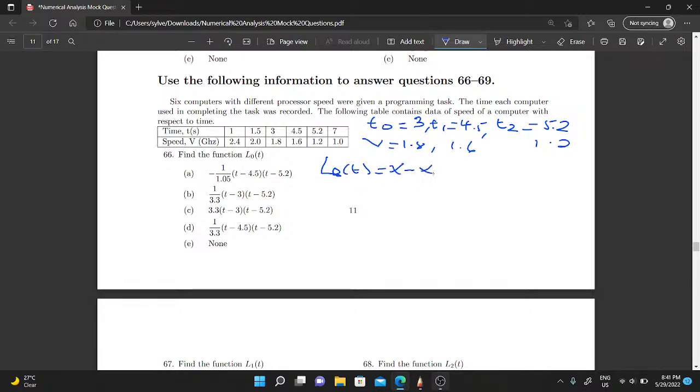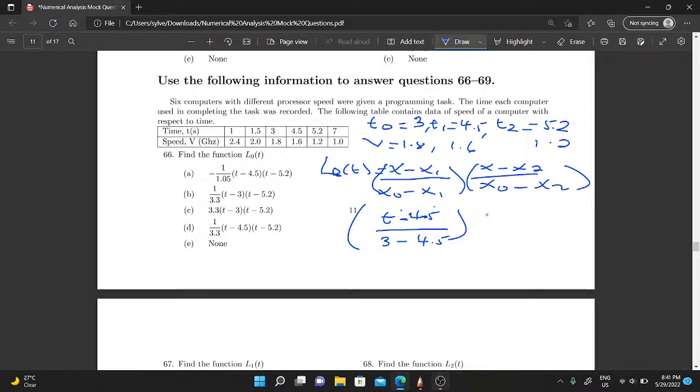When they're asking for L naught of T, since you know that your i is 0, your j can be 0, so you have x minus x1 by x naught minus x1, all multiplying x minus x2 by x naught minus x2. I should be using T, so you are changing to T. So you have T minus 4.5 over 3 minus 4.5, all multiplying T minus 5.2 all over 3 minus 5.2. So you can see you have your T minus 4.5, you have your T minus 5.2. All you have to do is find this value, and multiply them, and then you get one of your answers. And you get your answer to be D.